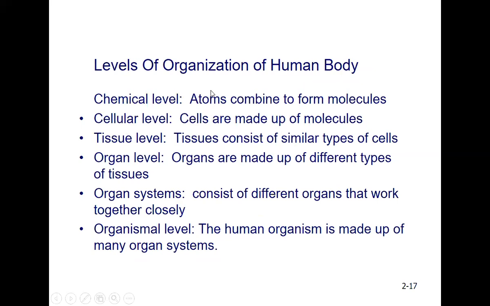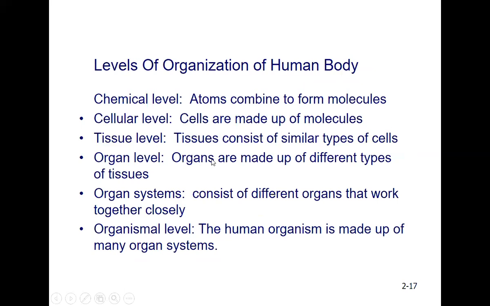Very tiny structures called atoms combine to form molecules. Molecules together form the cells. The cells are made up of molecules. So many molecules join together to form the cell. When many cells come together, it forms the tissue. A tissue consists of similar types of cells with similar structure and function.